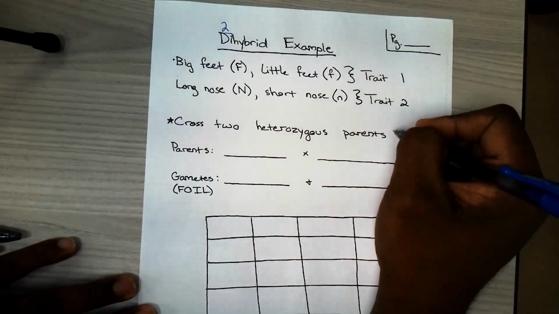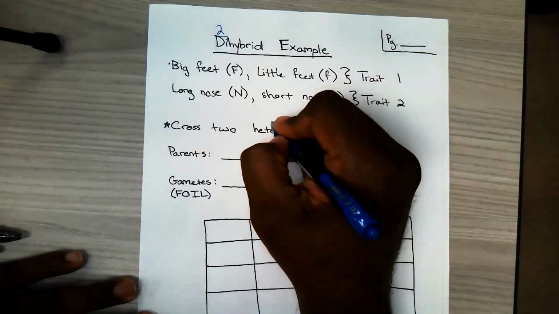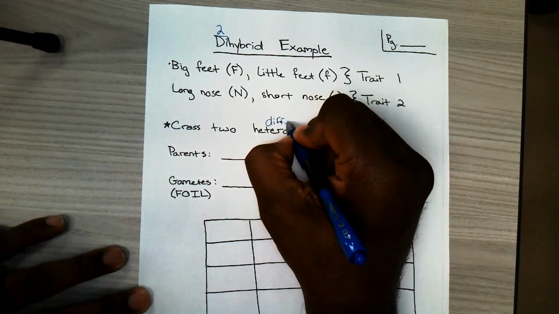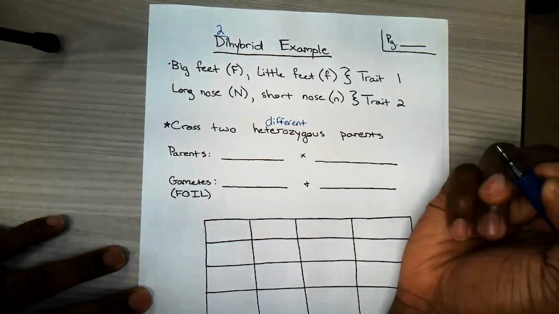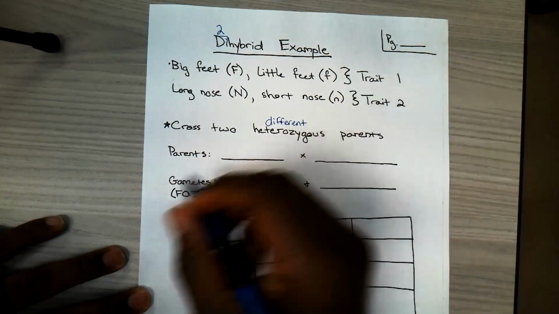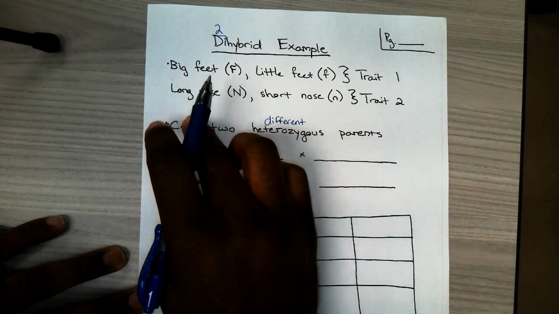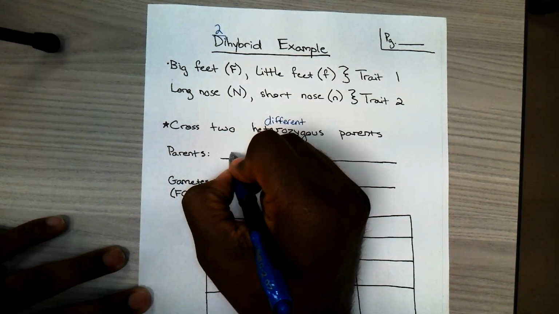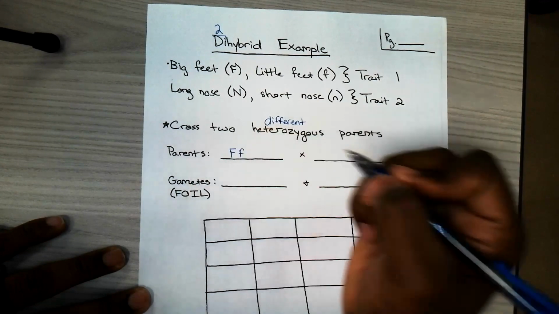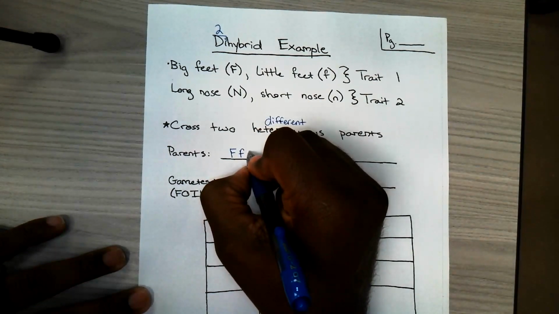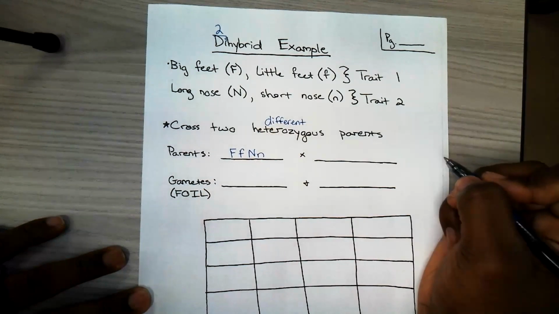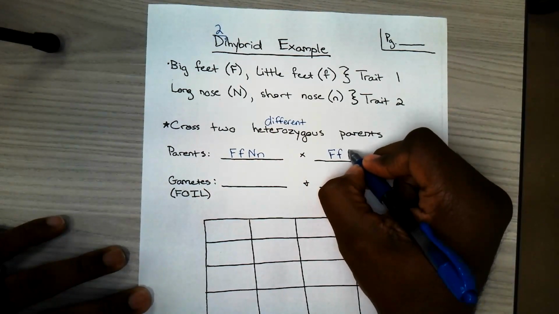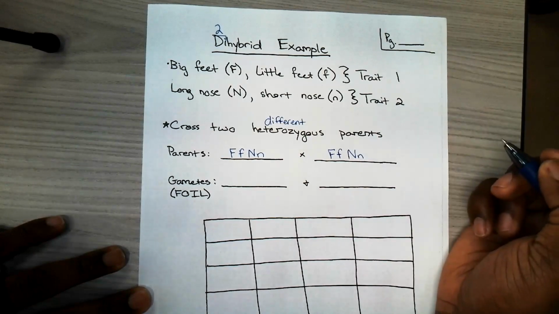So both of these parents are heterozygous. What does that mean, Mr. Scott? Well, we know from our intro to genetics video, heterozygous means different. We're going to have different letters, different size letters, right? So both of them are going to be heterozygous for both traits. So parent number one is going to be big F, little f for feet, and big N, little n. Second parent is going to be big F, little f, big N, little n, right?